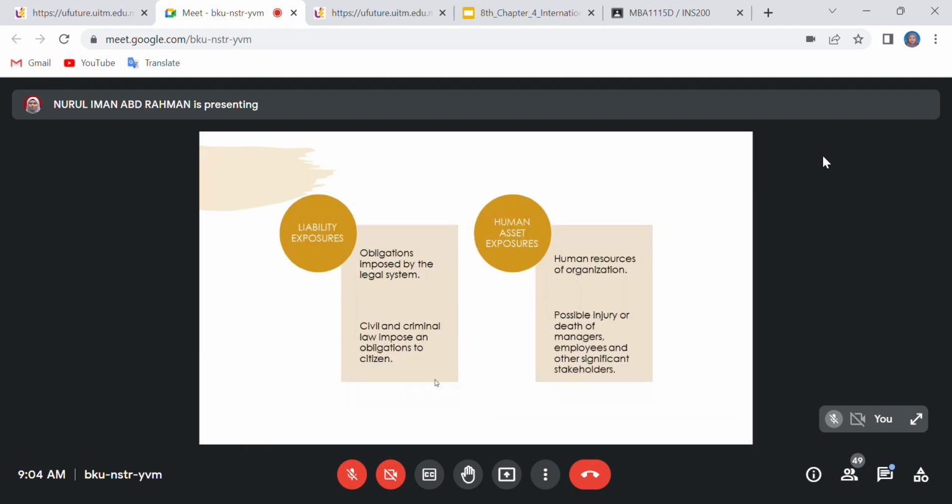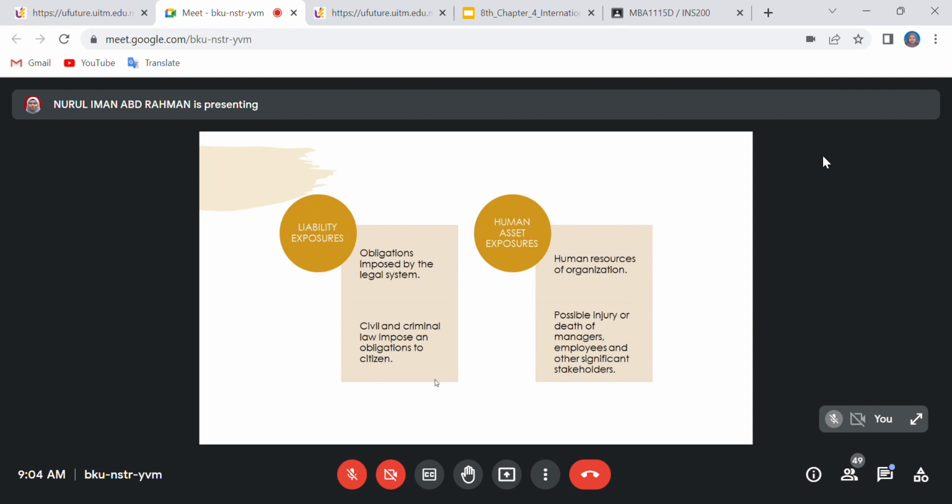Okay, so the next one, liability exposure. We all are actually exposed to the liability risk. How? Based on obligation imposed by the legal system. So same as just now, if let's say you don't wear a seatbelt, then you have to pay your summons. Others, for example, civil and criminal law impose an obligation on citizens. You cannot kill people. Let's say the nearest example I can give, the 17-year-old boy who killed that child.